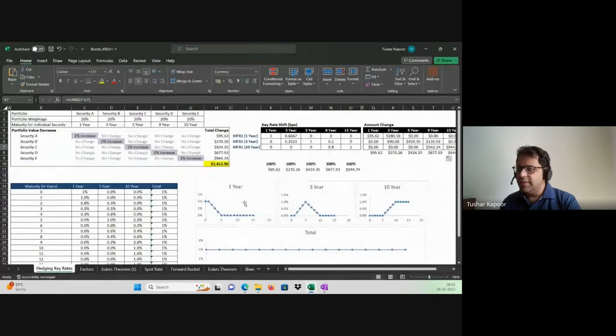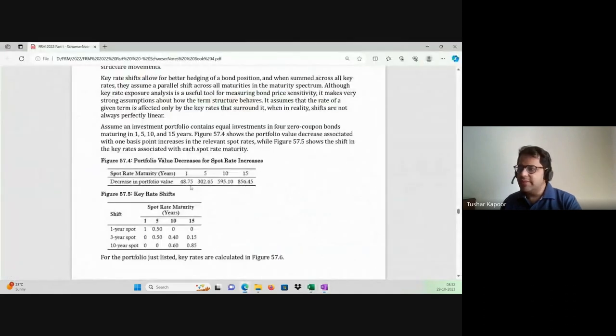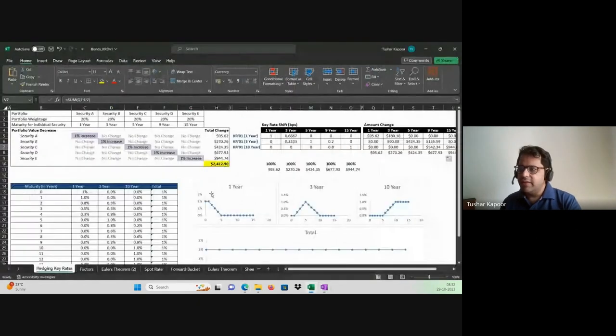First of all, in this case, I've started from the very beginning. In this case, he has given you the decrease in portfolio value automatically. But where we started from, he said the portfolio value decrease is going to be these. But these come out of what? A 1% change in all the different securities, right? 1%, 1%, 1%, 1%, which are non-parallel individually. And that is where we are getting 2 for 1, 2.